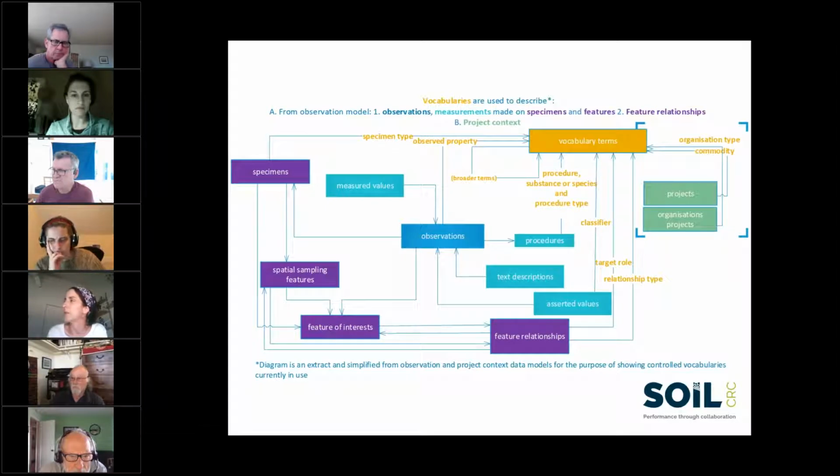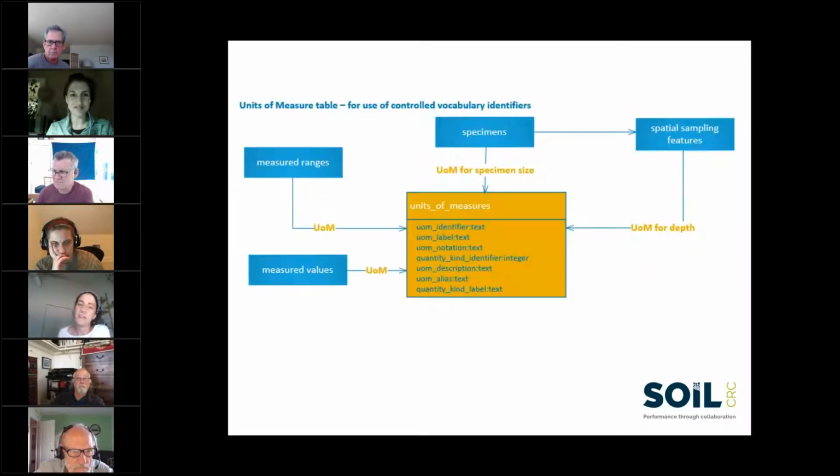And we have some contextual project information. I haven't gone into much detail there, but we're not using controlled vocabulary much there at all. Mostly, I think, just the organisation type and the commodities. Commodities are just soil at this point, and the units of measure.